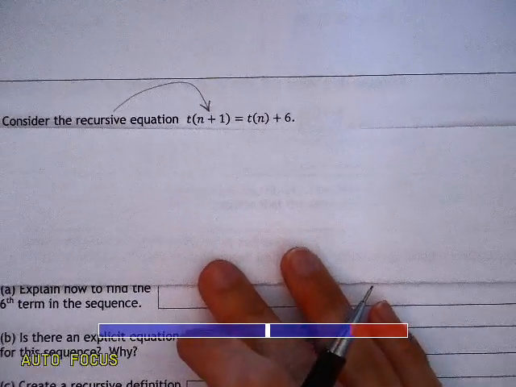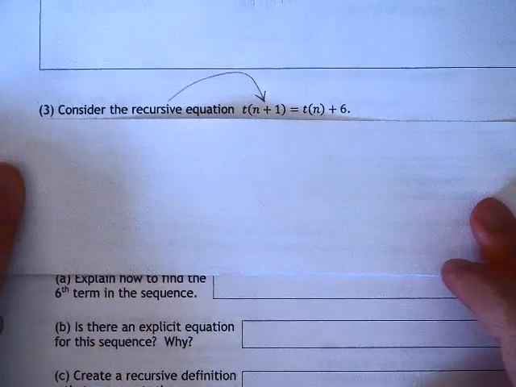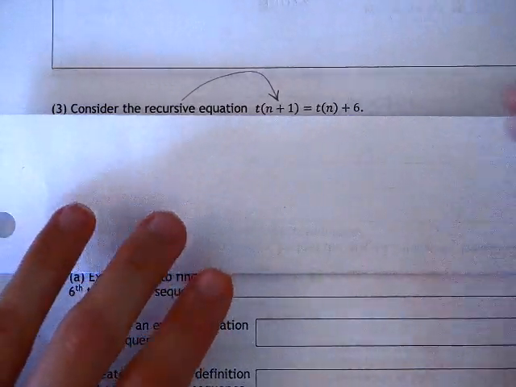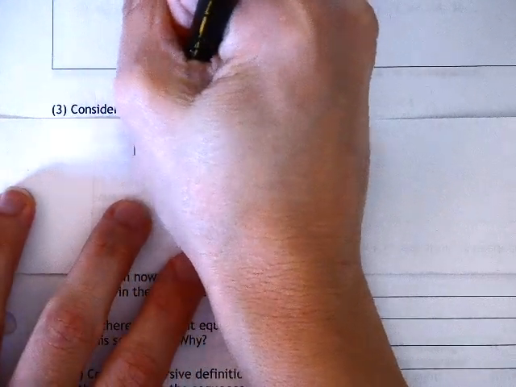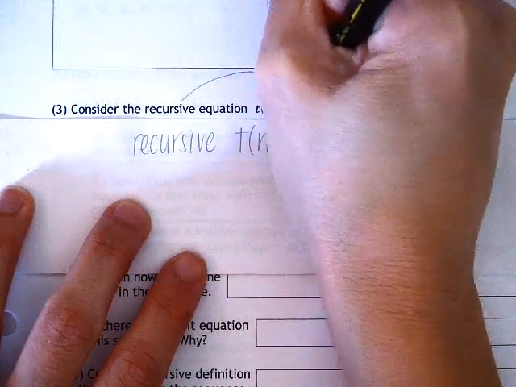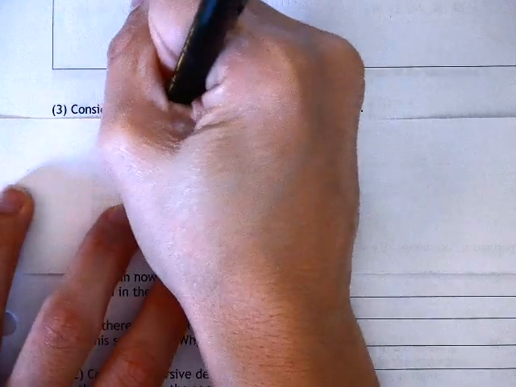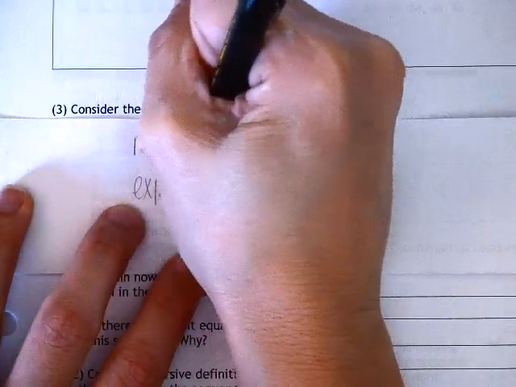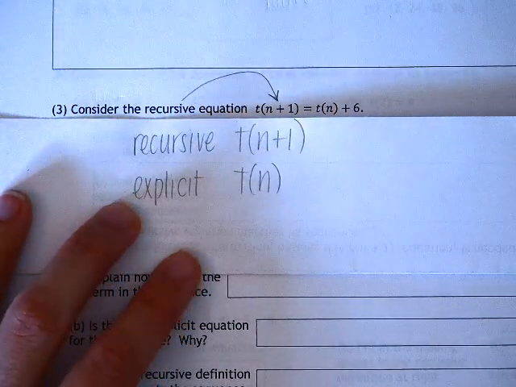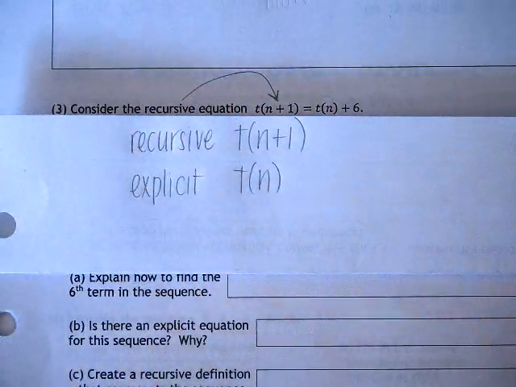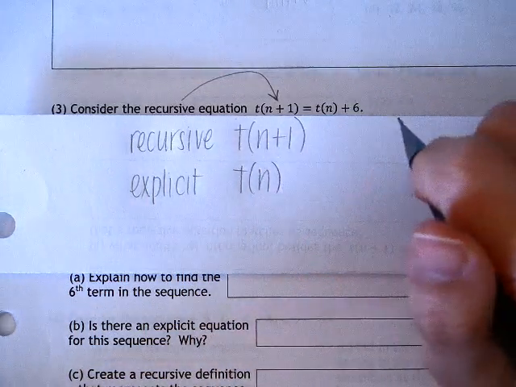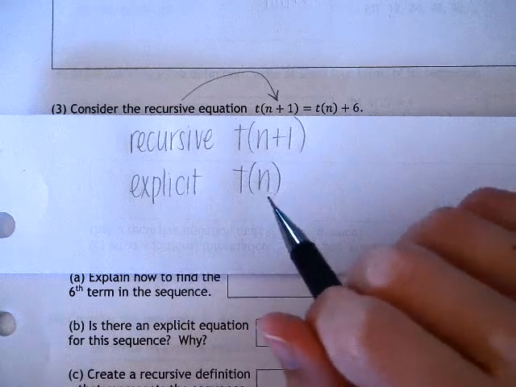that you can keep for long-term notes, like things that carry you through the whole chapter, because this is probably an important distinction to make in terms of vocabulary. A recursive equation is always going to use the t of n plus 1 notation, where an explicit equation is going to use the traditional t of n notation. So you might want to make that distinction clear so you know the difference. Recursive is going to use t of n plus 1, and explicit uses t of n.